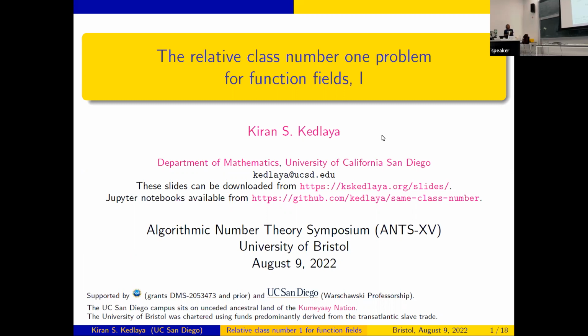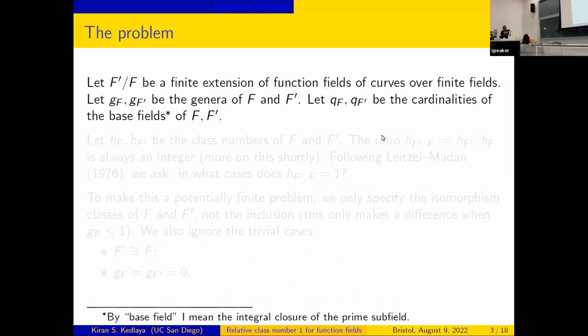So the setup for this project is the following. I'm going to be talking throughout about F prime over F. This is some finite extension of fields, each of which is the function field of a curve over some finite field. So it's some field of positive characteristic of transcendence degree 1 over a prime field. And in particular, it's of finite genus. So I'm going to write G sub F and G sub F prime for the genera of these curves. Later on, I'll call these G and G prime, but I'm going to use the subscript right now just for emphasis.